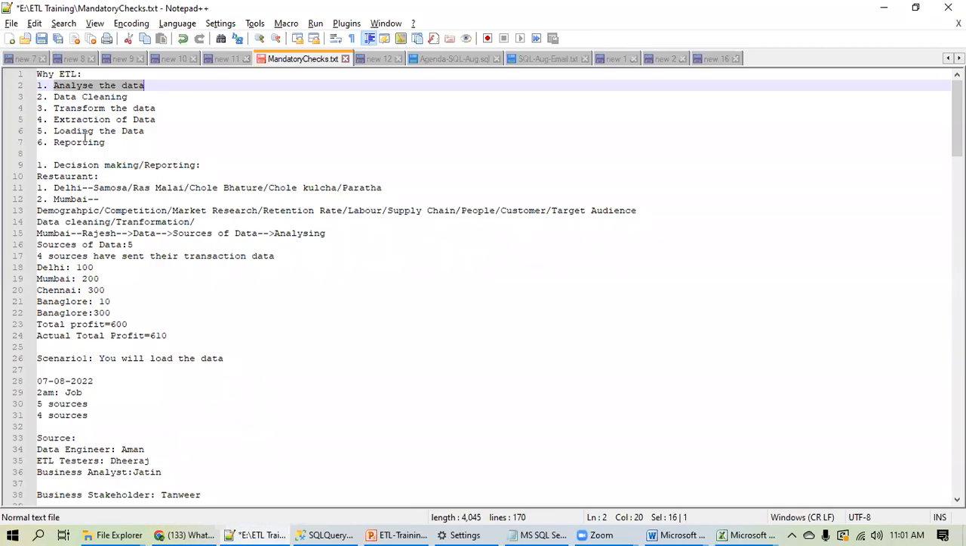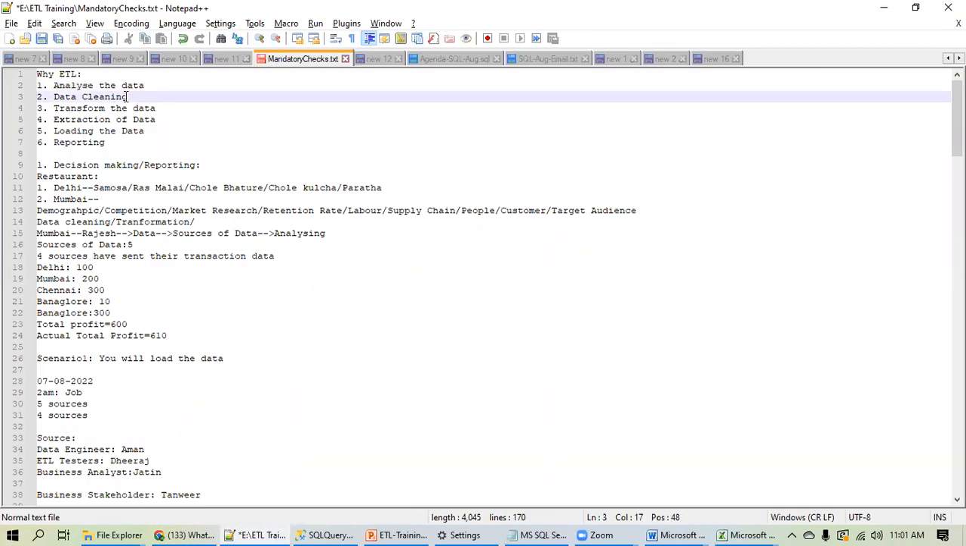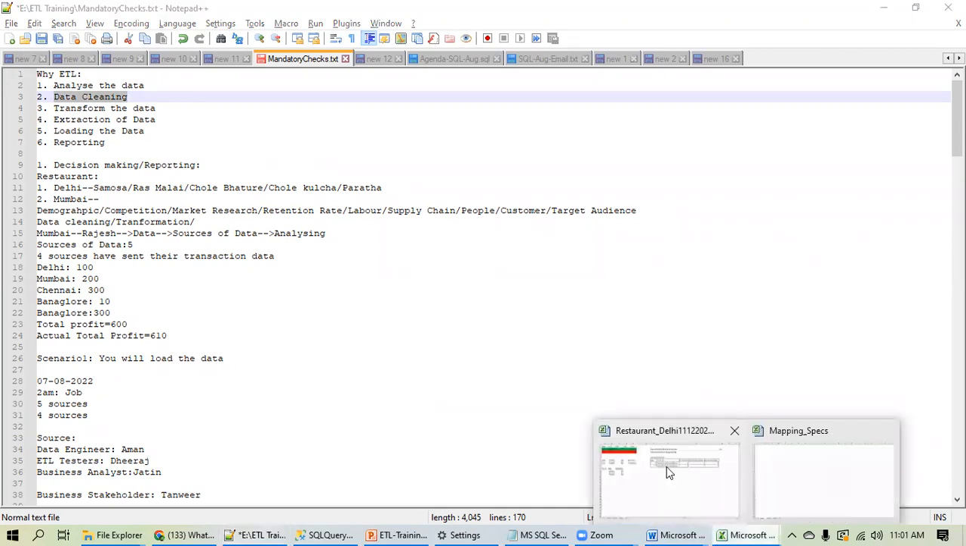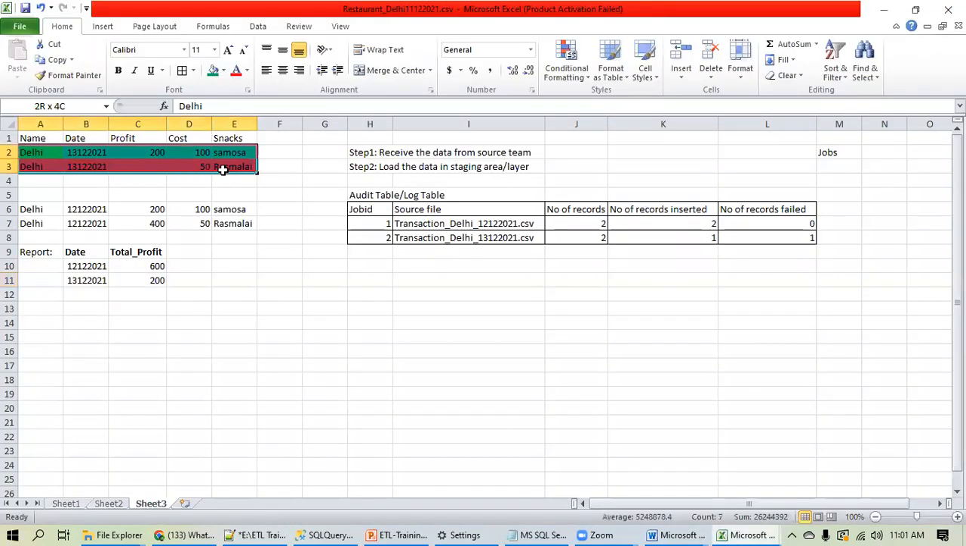Now moving to the next part. Data cleaning. This is a data cleaning activity. The moment the source team sends you data, you should not directly start loading it into the integration layer or the reporting layer. No, it is the responsibility of the data engineer to clean the data. Cleaning the data means if there is any blank or any null, we should highlight it. First of all, I hope it is clear, right?